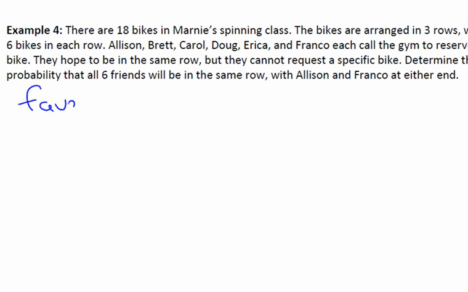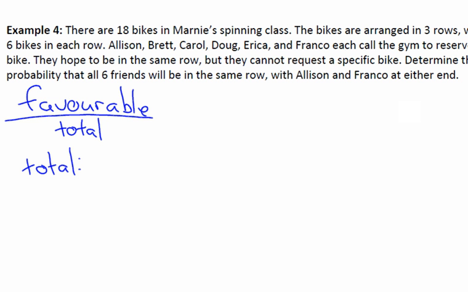So again, remember we're doing favorable over total. And let's start with our total. Okay. So we have 3 rows of 6 bikes. So we've got 18 bikes altogether. And in this case, does order matter? Yeah. So in this case, order matters, right? So we know that there's going to be 18 people in the class and that there are 18 bikes. So how can we find the total number? So you can imagine if I wrote out 18 lines here, how many choices would we have in the first place? 18, right? Yeah, good. So we have 18 factorial total outcomes.